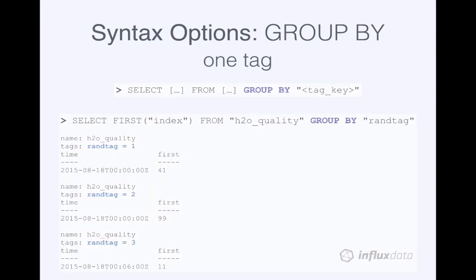In this example, we select the first value of the index field from the h2o_quality measurement, and we group query results by the randtag tag. The results show the first values of index where randtag equals 1, then 2, and then 3.